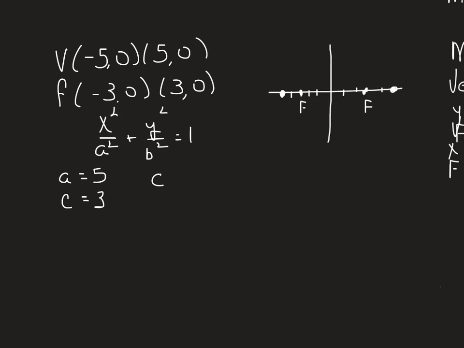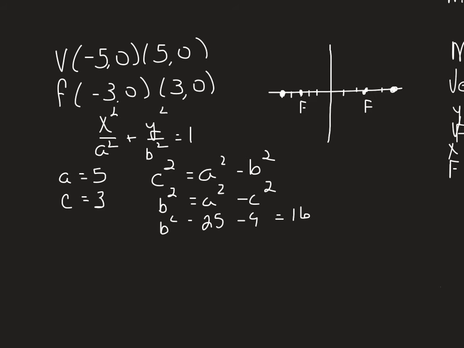And if C squared is equal to A squared minus B squared, then I also know that B squared is A squared minus C squared. And in this case, it's going to be 25 minus 9. So B squared is 16. So now I have everything I need to put this in standard form.